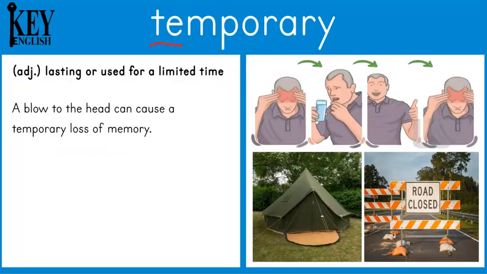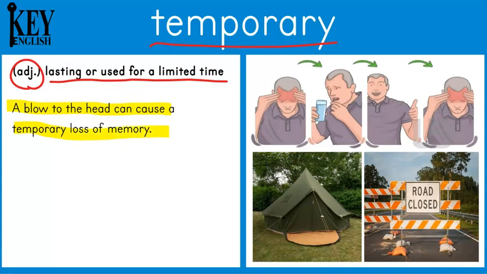Our next word is temporary. Temporary is an adjective, and something that is temporary is lasting or used for a limited time. So it only lasts a short time. It is not meant to be permanent or to last forever. The example says, a blow to the head can cause temporary loss of memory.